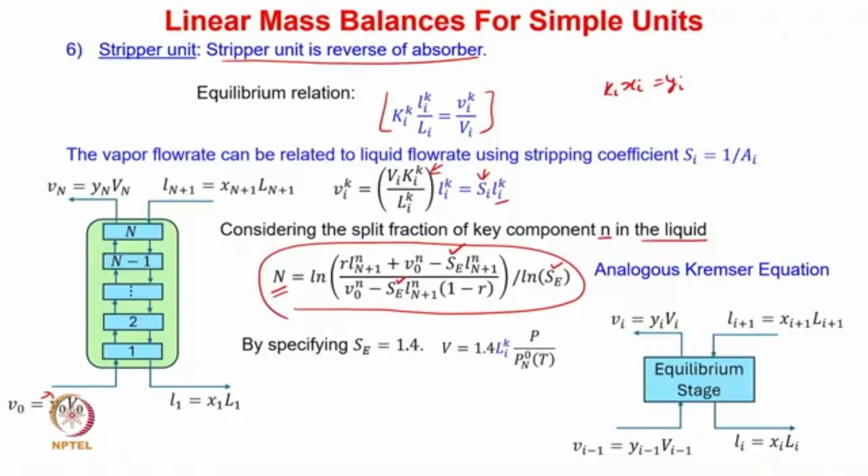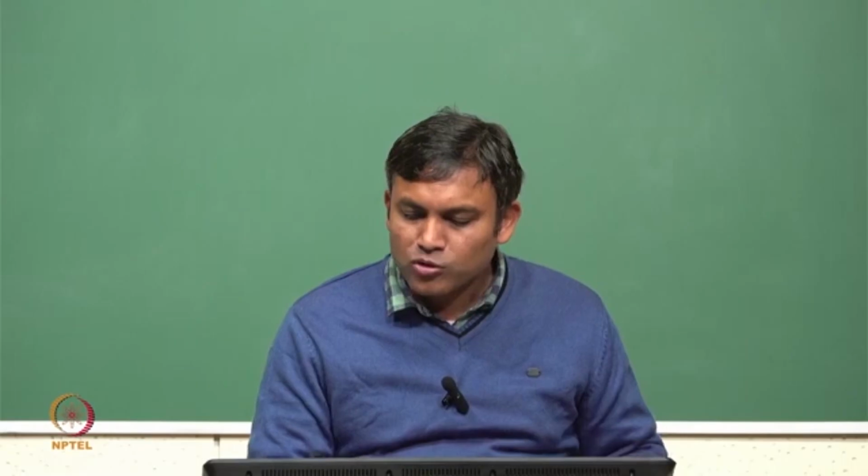Again we can use the stripping factor of 1.4, and based on that we can calculate what will be the initial flow rate. Remember, the initial flow rate of the vapor V, isn't it? So that we can obtain using this equation. So by specifying 1.4, actually we are specifying the inlet flow rate. Okay, so a similar type of calculation as we have done for the absorber unit, we will be doing here, but now in a reverse way. That is the only difference with respect to the stripper unit.